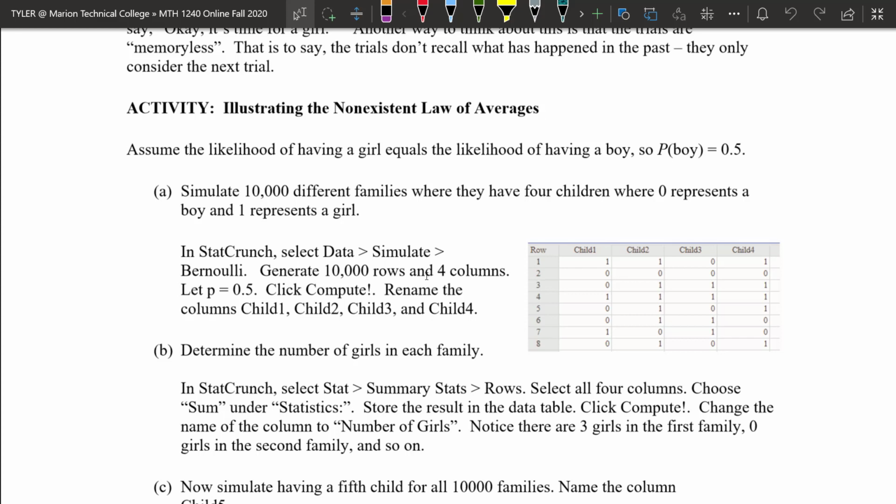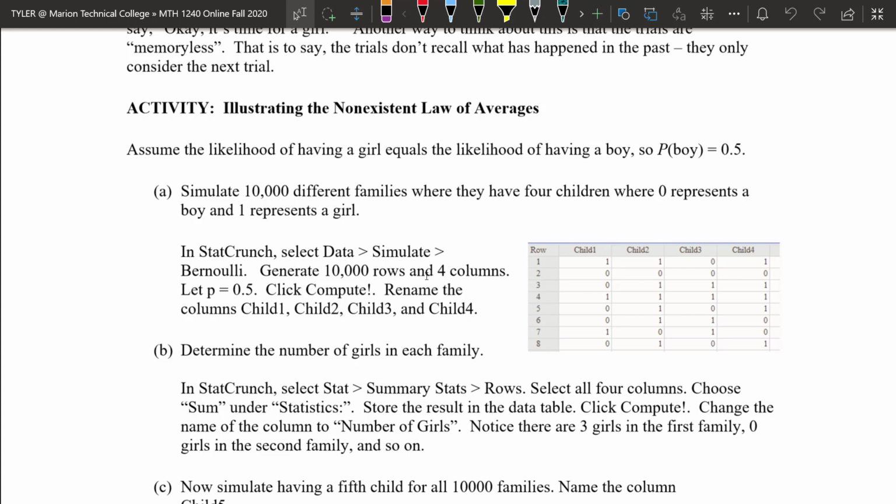So what we want to do is to simulate 10,000 different families where they have 4 children, where 0 represents a boy and 1 represents a girl, right? So there's the directions, and we have child 1, 2, 3, and 4, and so we would have 10,000 rows of these 1s and 0s, right? So then now what it says is determine the number of girls in each family, right?